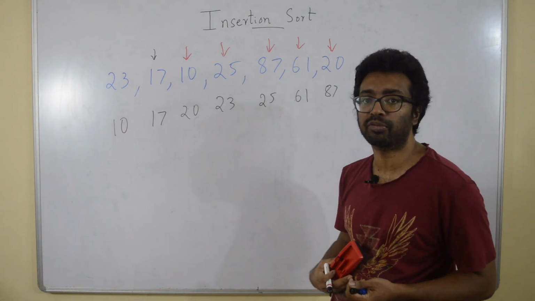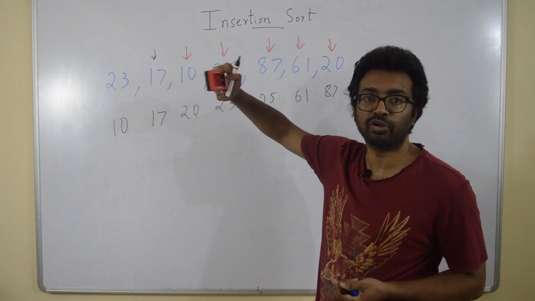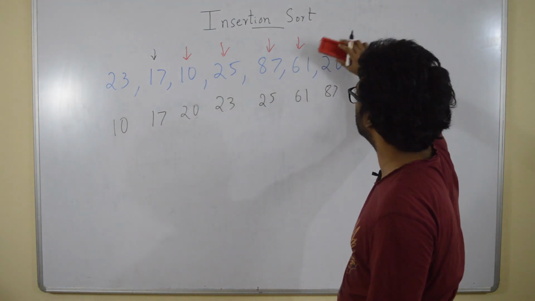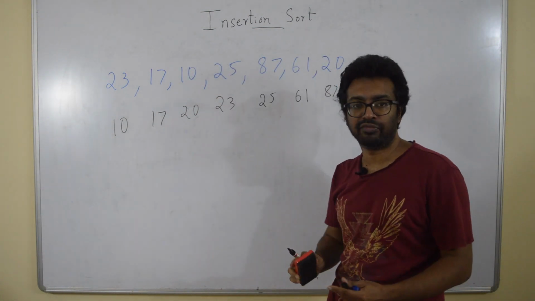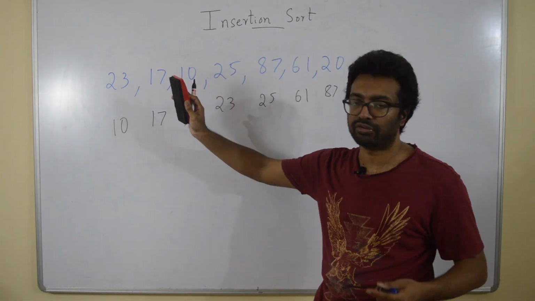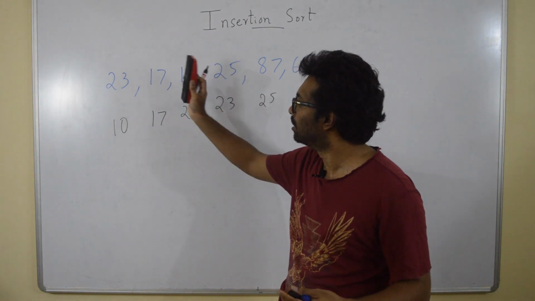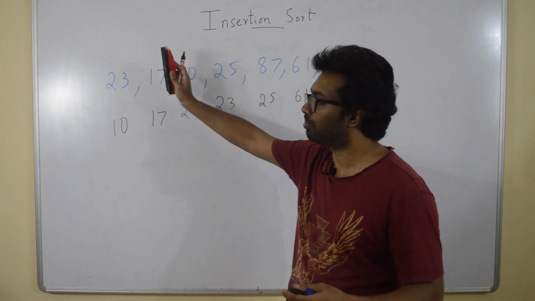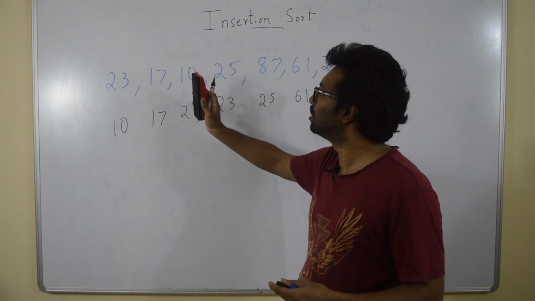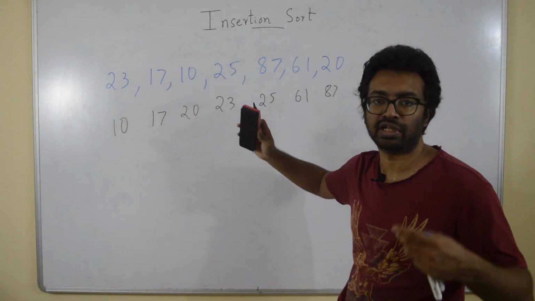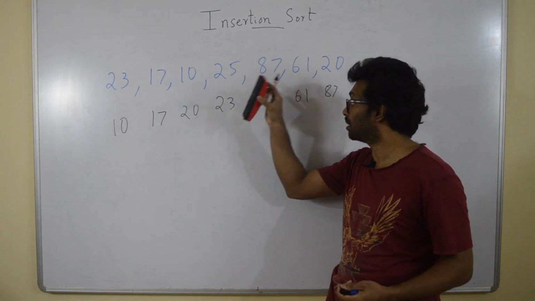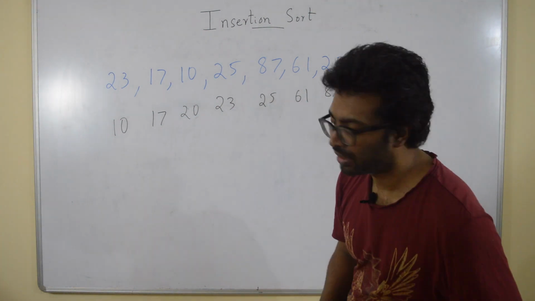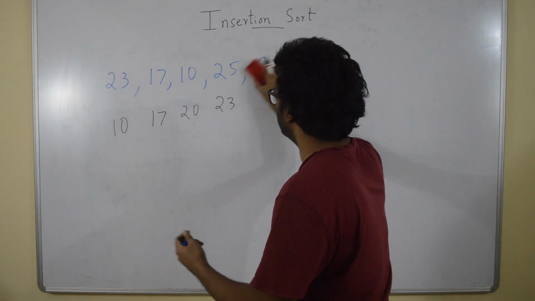Let me go through it again, and let me take another example. This time I'm going to work with the same array, doing the same thing in this current array. This time we'll also see how to place. How are we going to do the shift and correctly place the next element? Right, so let's look at another example.